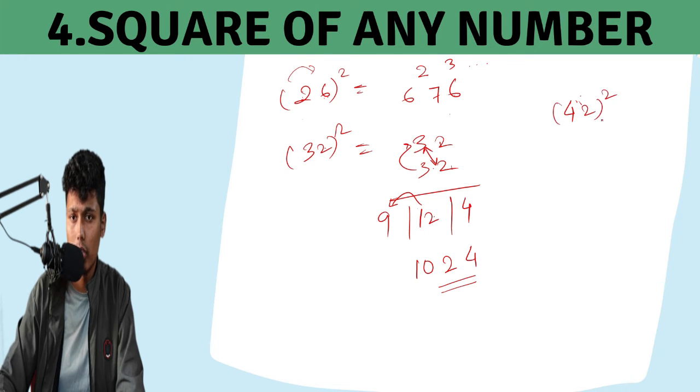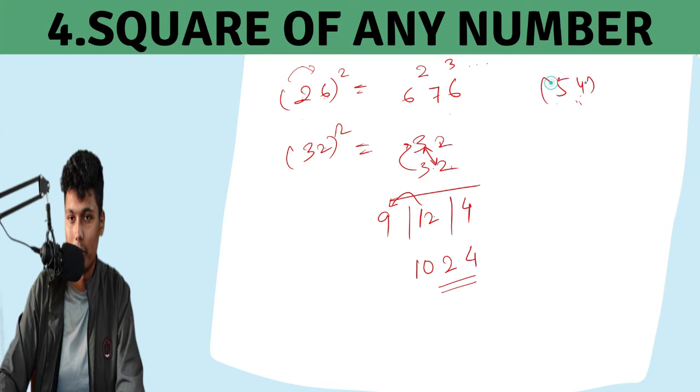Let me try some more questions, like 42 square. How to find this one? 42 into 42, right? Let me take another number. I think I have been taking this kind of number too much. Let me take 54 square. So 54 into 54, 4 fours are 16, 6 and 1 in hand, 5 fours are 20, twice is 40, 41, 1, 4 in hand, 5 fives are 25, 25 plus 4 is 29.